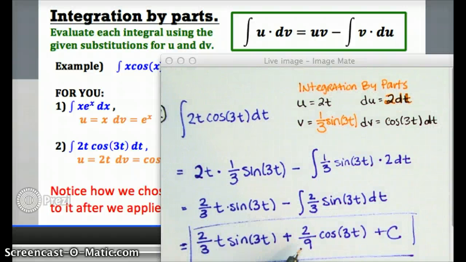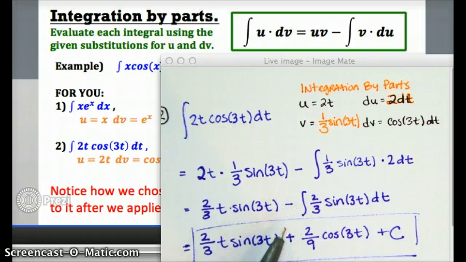If you missed the 9 on the bottom, think about using a little u substitution right here to help you handle the 3t. Some of you will start to be able to do that in your head, as I have, and then don't neglect the flipped sign. The actual antiderivative of sine is negative cosine, and then a negative and a negative made it a positive.